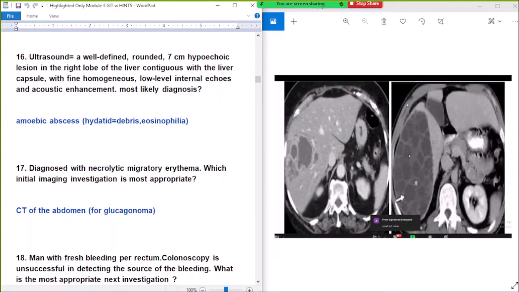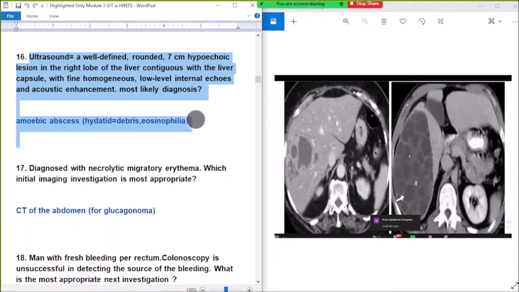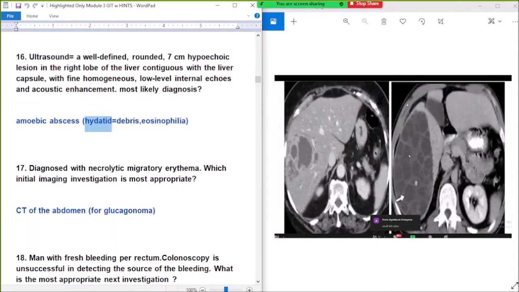Question number 16. Ultrasound shows a well-defined rounded 7 cm hypoechoic lesion in the right lobe of the liver, continuous with the liver capsule, with fine homogeneous low-level internal echoes and posterior acoustic enhancement. Diagnosis: amoebic abscess. A hydatid cyst will show debris and eosinophilia, but this shows low-level internal echoes, so diagnosis: amoebic abscess. The hydatid disease and the amoebic abscess on CT scan.